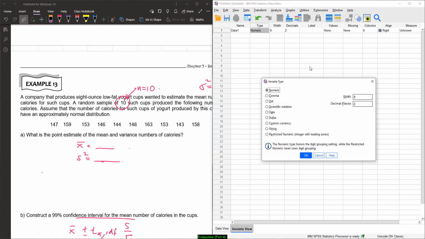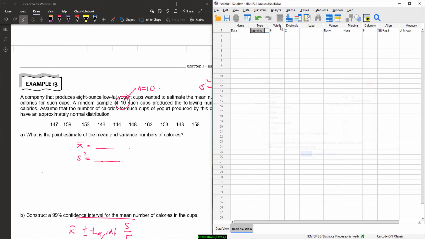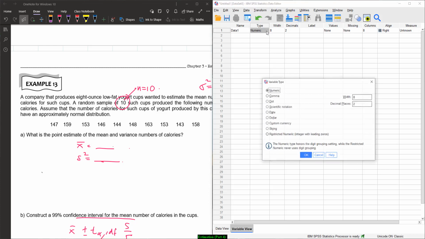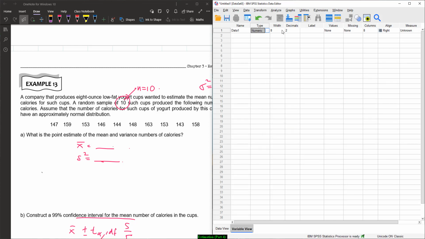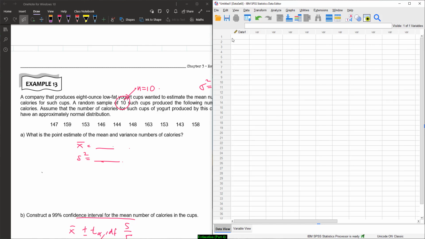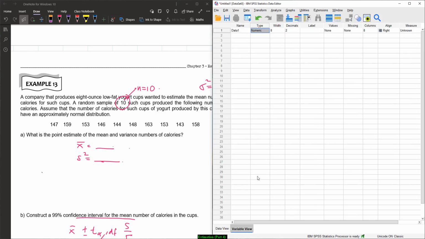So if you click on this numeric cell dekat sini, ada triple dot. You tekan kat sini, dia akan nampak variable type. So we have numeric, comma, dot, scientific notation, date, and so on lah. Since this is a numerical data, we just retain numeric as it is. So this is the width of the cell that we're going to key in, berapa besar cell tu yang kita letak.